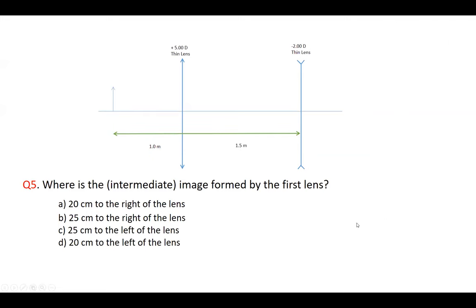Okay, so I got B because U is minus 1 plus D is plus 5. So then B equals plus 4. 1 over 4 is 0.25. And that's positive, so it's 25 centimeters to the right of the lens.